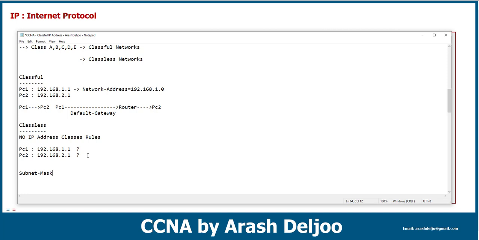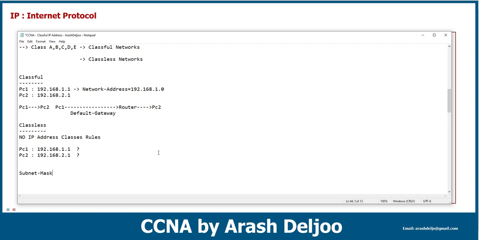Don't forget, it is so important for us to learn the subnet mask completely and efficiently, because you will use the subnet mask beside the IP address in all of the scenarios in this course. Because of that, it's so important to understand the subnet mask well.